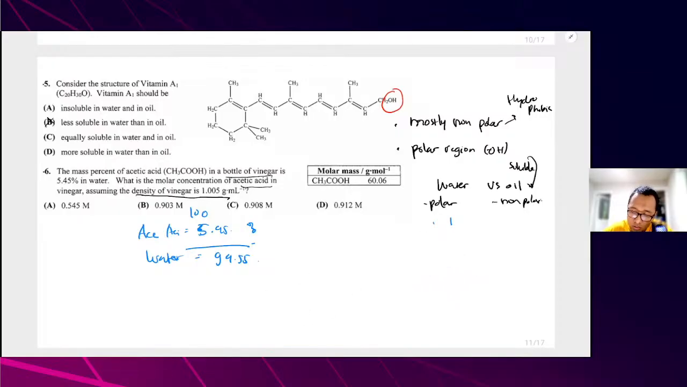Let's use 100 probably. For example, assume we have 100 milliliter of solution. The total mass is 1.005 times 100, so it will be 100.5 gram. I think this one is still the same, however it will be easier for us to follow.